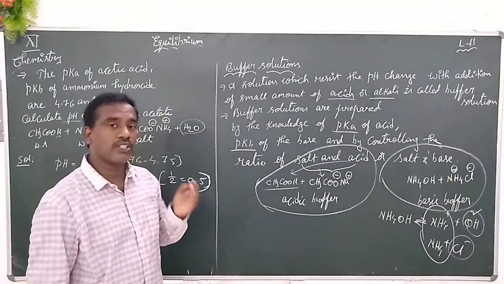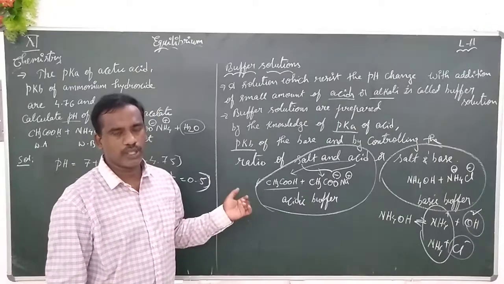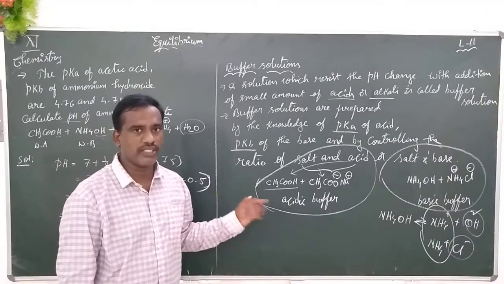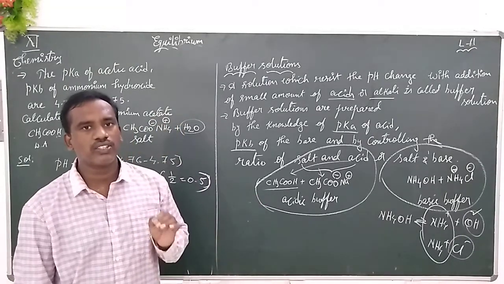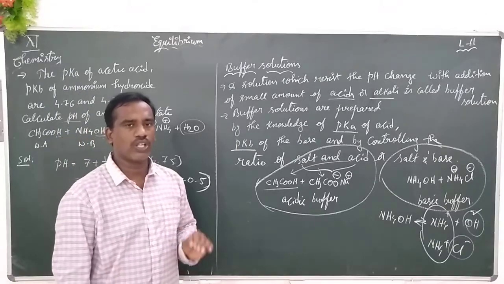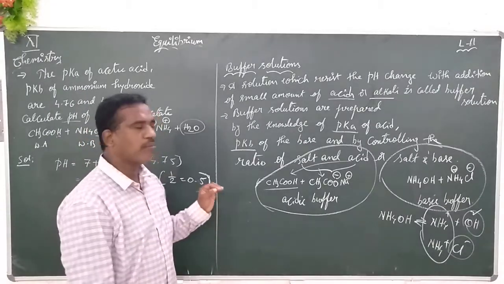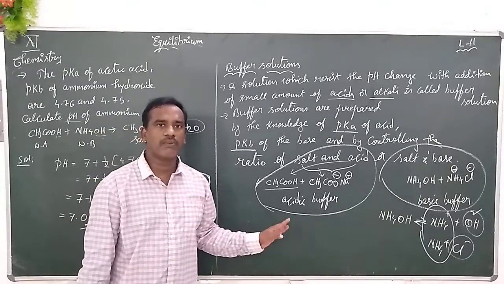So based on the substance added to the solution, if an acid is added it will give an acidic buffer, and if a base is added it will give a basic buffer. What is the purpose of these buffers? They resist the change of the solution's pH. How many types are there? Acidic buffer and basic buffer.